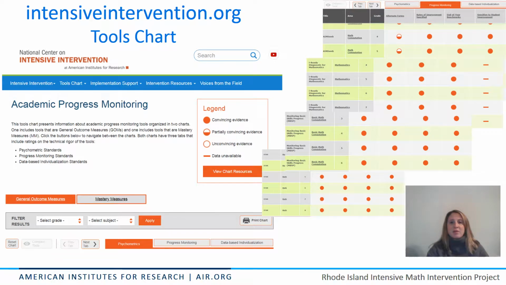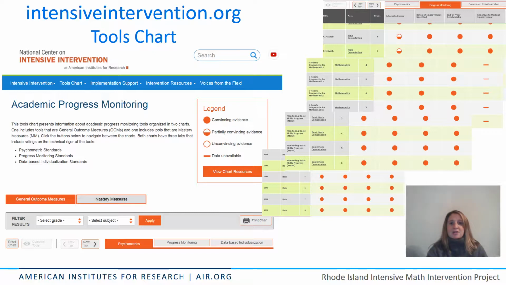For more information regarding general outcome measures and mastery measures, see the resource folder for tutorials. You may also visit intensiveintervention.org. This is the National Center on Intensive Intervention website, and they have a tools chart that has academic progress monitoring ratings, both general outcome and mastery measures.